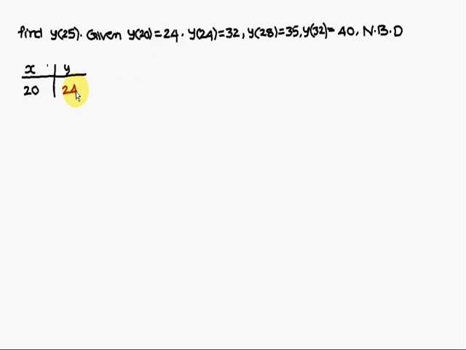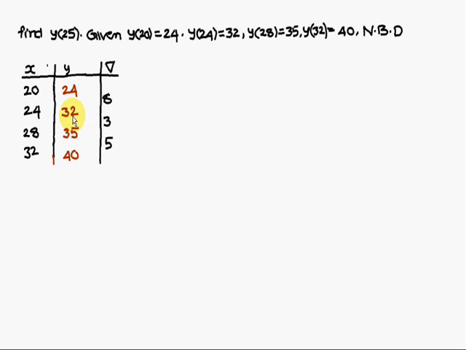For 20 it is 24, I am writing here. Similarly for 24 it is 32, for 28 it is 35, for 32 it is 40. Next you have to construct differences for this. In Newton forward you write the symbol delta. In Newton backward you write it as nabla. If you reverse the delta you will get the nabla. So 32 minus 24 you are going to get 8. Similarly 35 minus 32 is 3, 40 minus 35 is plus 5.